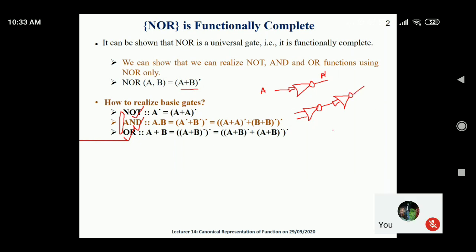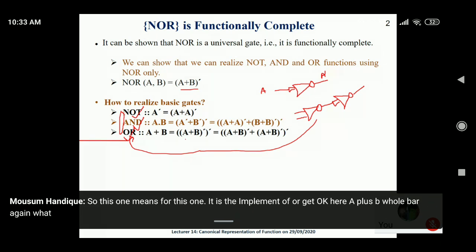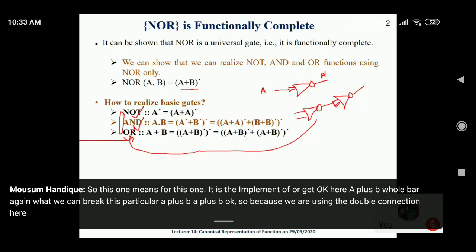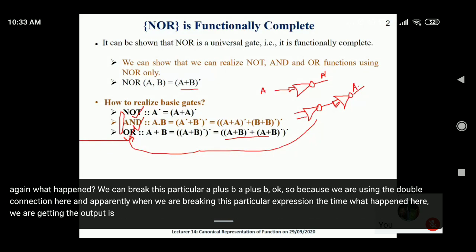So this one means what? This one is the implementation of the OR gate. Here, A plus B whole bar. Again, what happens? We can break this particular A plus B. Because we are using the double connection here, and after that, when we are breaking this particular expression, here we are getting the output, which is A plus B.